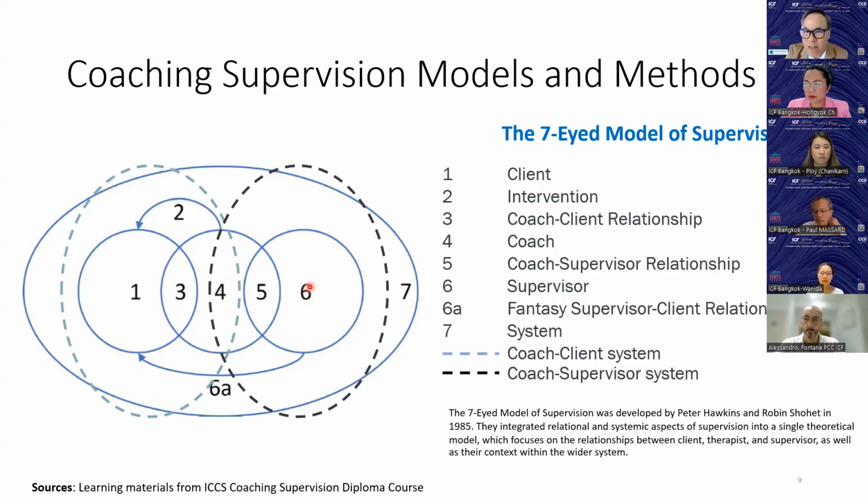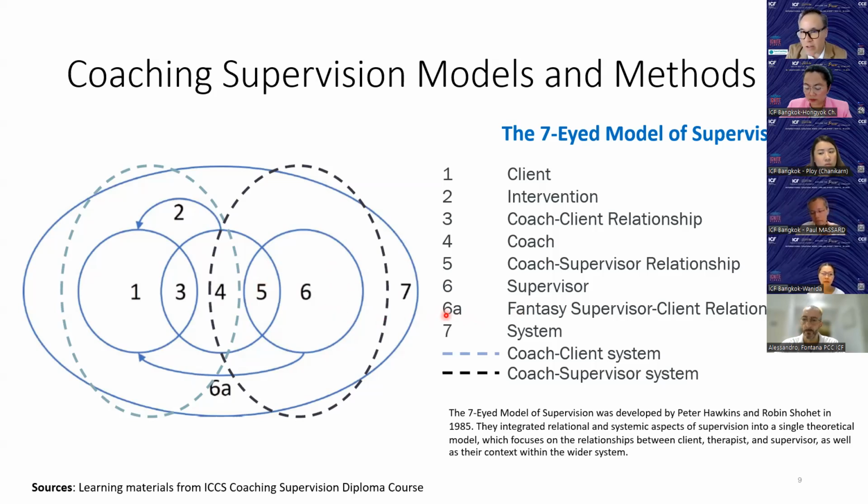I6, you see the pointer, the red pointer. I6 is the supervisor. And then I fill in later on I2. This is the coach intervention, the intervention of the coach that they use in their coaching. Then I3, the coach-client relationship. And then I5, the coach-supervisor relationship. And then 6A, the fantasy supervisor-client relationship.